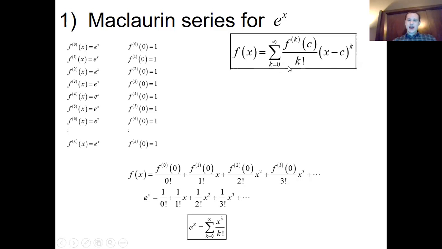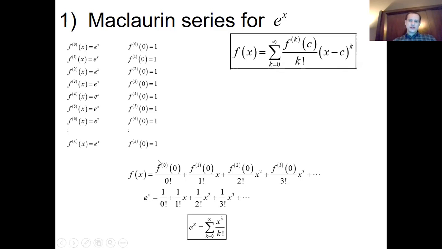Well, I can put it in a compact format right now, or I'll show you the pattern again. Here's the pattern. Taylor series is the 0th derivative at my center, which is 0, over 0 factorial, plus the first derivative at my center, which is 0, divided by 1 factorial, times x minus 0 to the first, or just x, plus second derivative of my function at 0 over 2 factorial times x minus 0 squared, or just x squared, and so on and so forth.